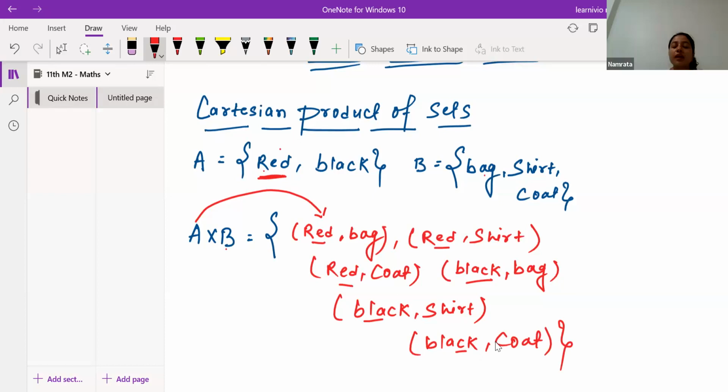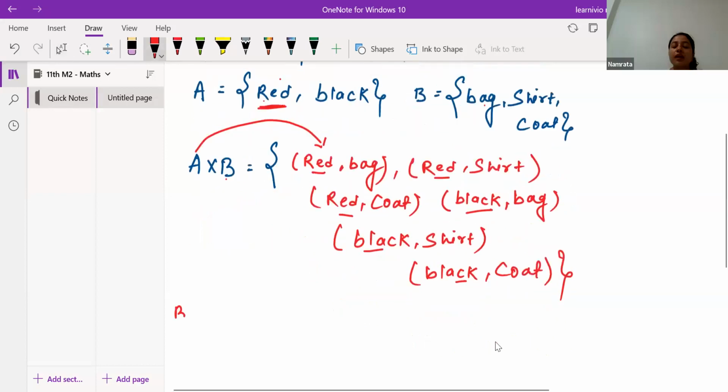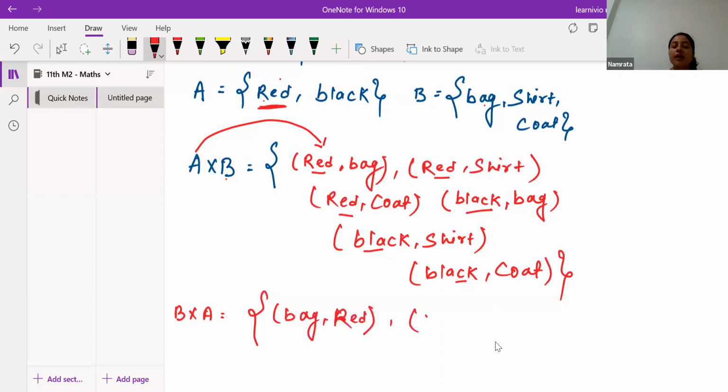Similarly, suppose we have to find B cross A. Then we have to be careful. First we will write bag, and then we will write red. Then bag with black. The ordered pairs can be written like this: bag with red, shirt with red, coat with red. Now red is over. Then bag with black, shirt with black, coat with black. This way you can write.